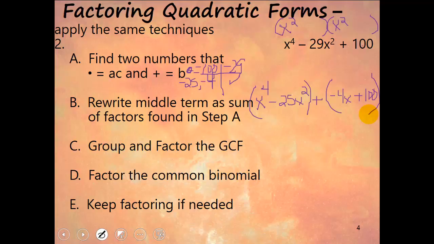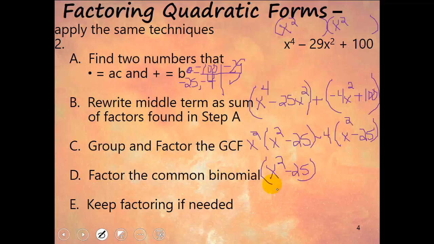and factor out. I'm going to factor out an x squared, and that gives me x squared minus 25. Then I'm going to factor out a negative 4, and that gives me x squared minus 25. Now I'm going to factor out the common binomial. Then I get x squared minus 25 and x squared minus 4.